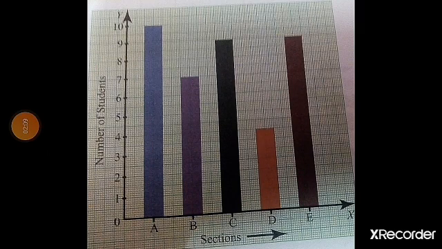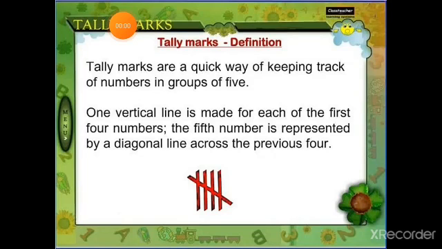26 plus 4 is 30, and 30 plus 9 is 39. So the total strength of class 5 is 39. Now next we will go for tally marks.